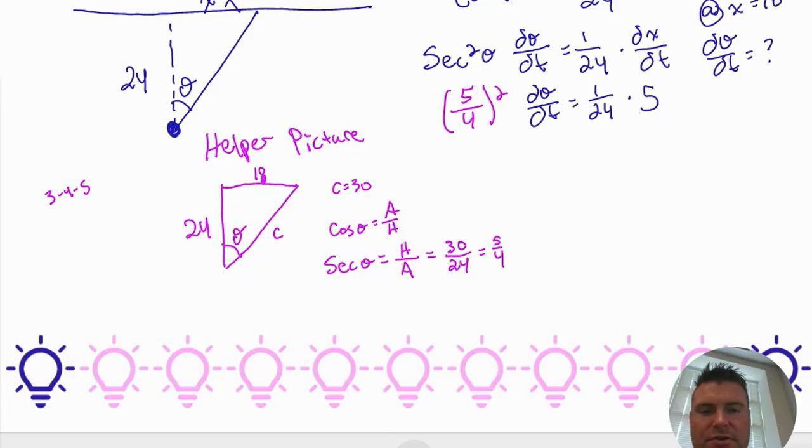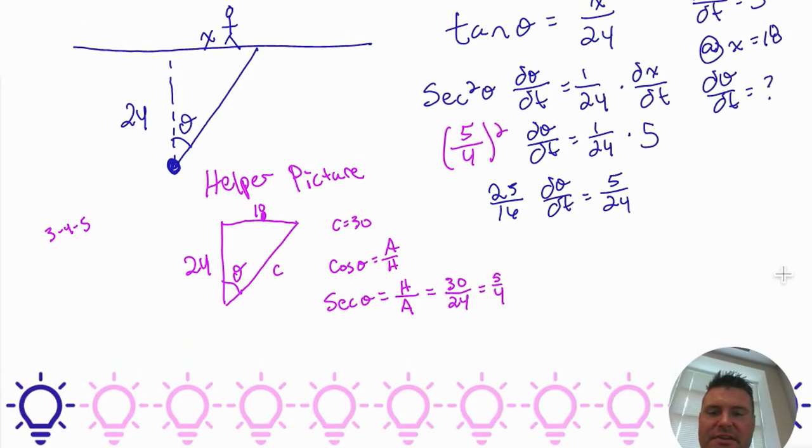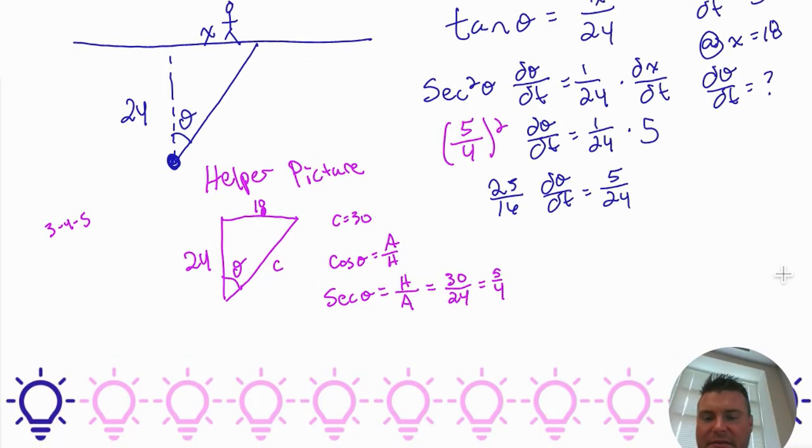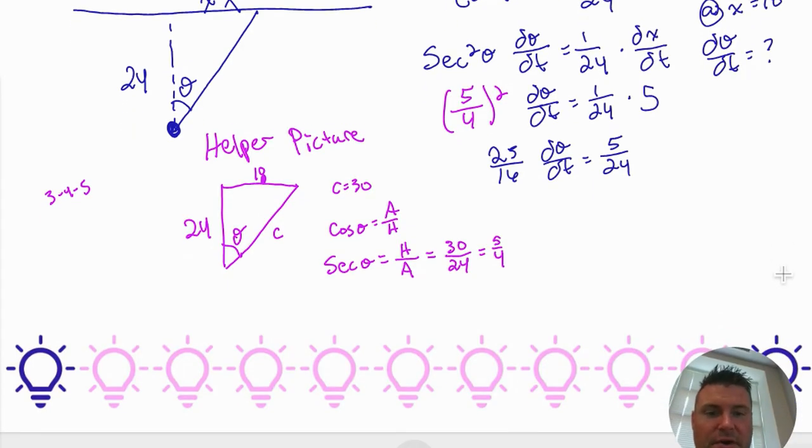So all we're going to do from here is just use algebra. So we're going to get 25 over 16 d theta dt is equal to 5 over 24. From here, we solve for d theta dt, but as you can tell from this problem, it can get very confusing. You do need to know your trig facts here, especially your SOHCAHTOA. I think that's super important for you to know. Let's go ahead and finish this up by multiplying by the reciprocal on both sides, 16 over 25. So this is 16 over 25.